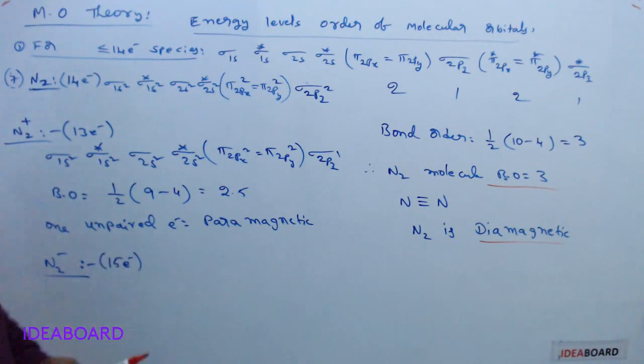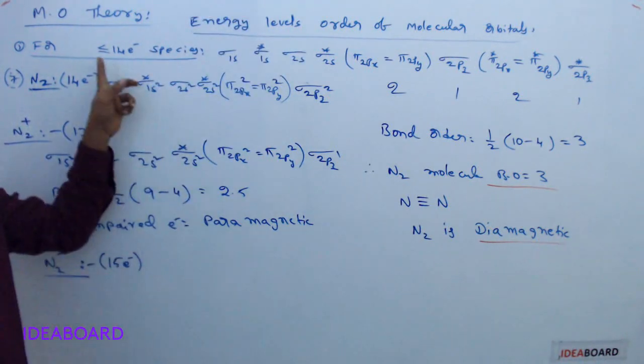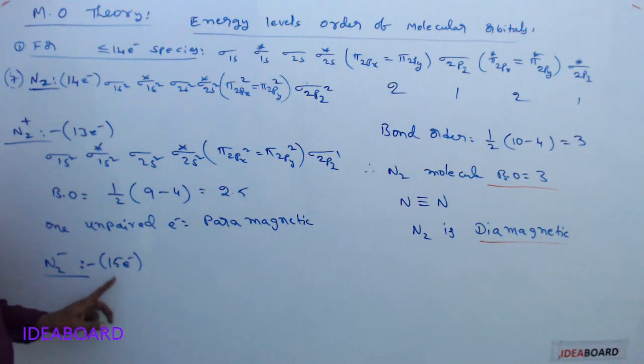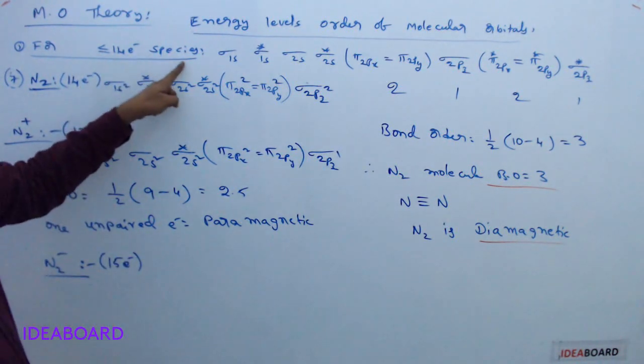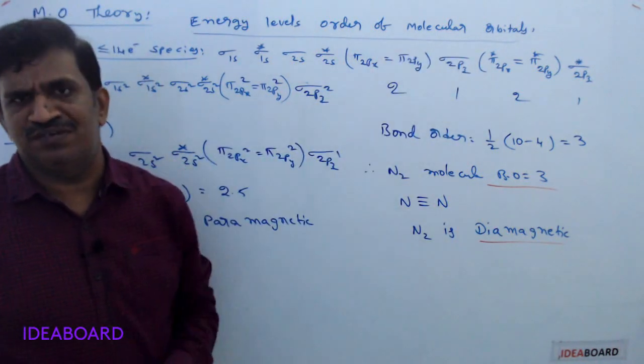So, sir, I have 15 electrons, so I will go for the more than 14 electron configuration only. This is not correct. You don't change that. For N2 minus with 15 electrons, you write this type of configuration only. Don't write a 1, 1, 1, 1 configuration.